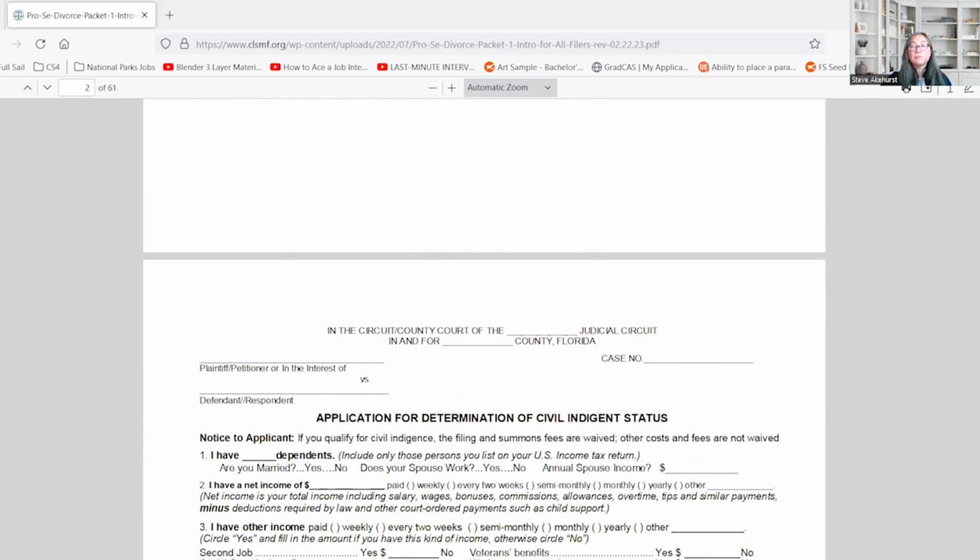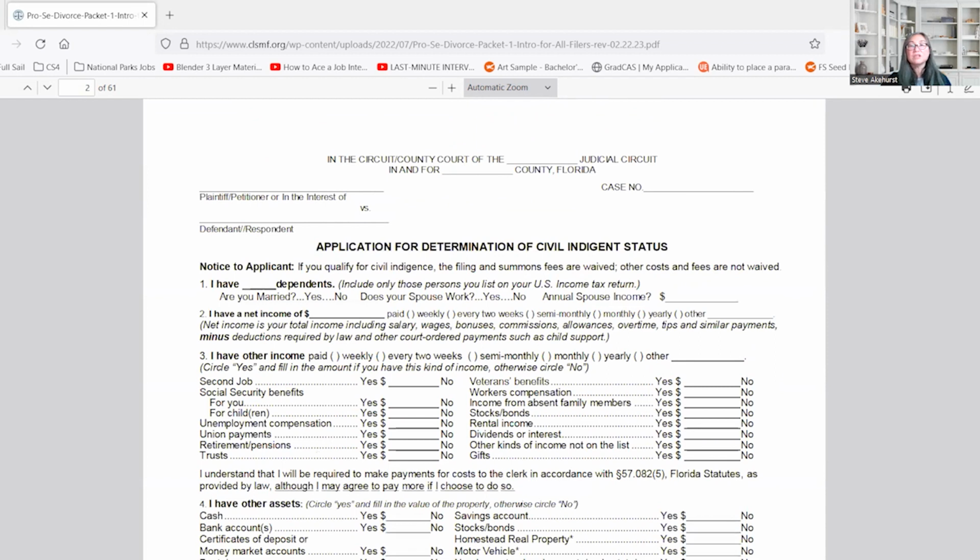So the first form that you have is the application for determination of civil indigent. And the reason why this form is important is because it allows you to get some benefits. And what it is, if you qualify for the workshop through Community Legal Services, you are qualified as an indigent status. And indigent status is for those that have low income or fall under some type of income restriction about right above the poverty line.